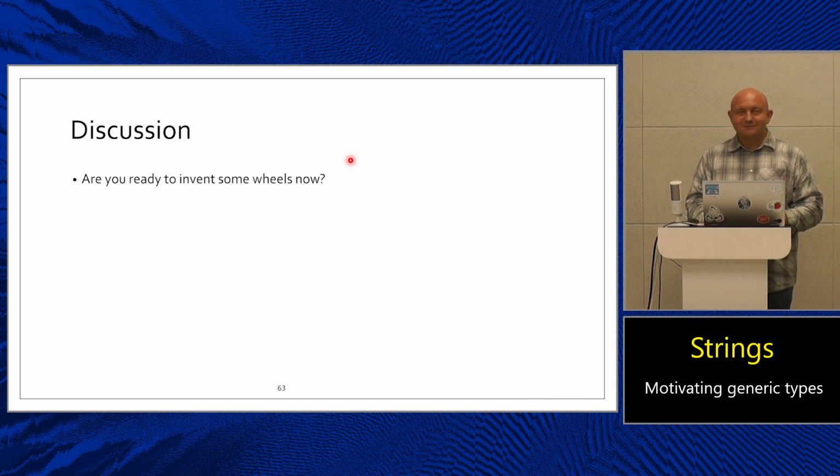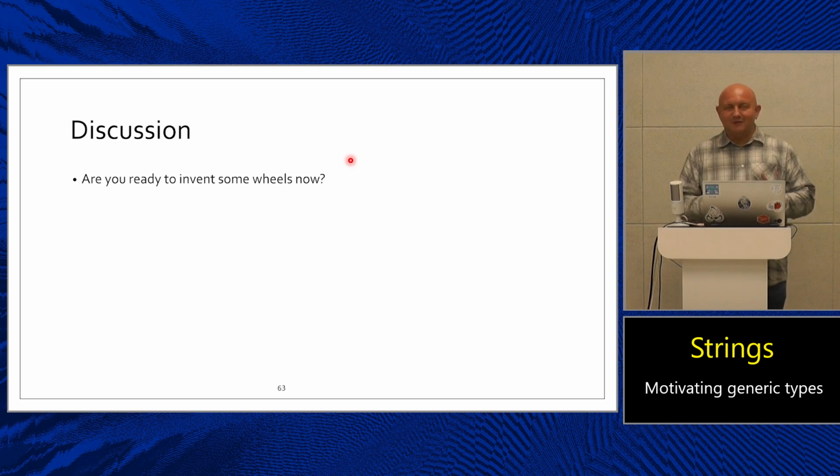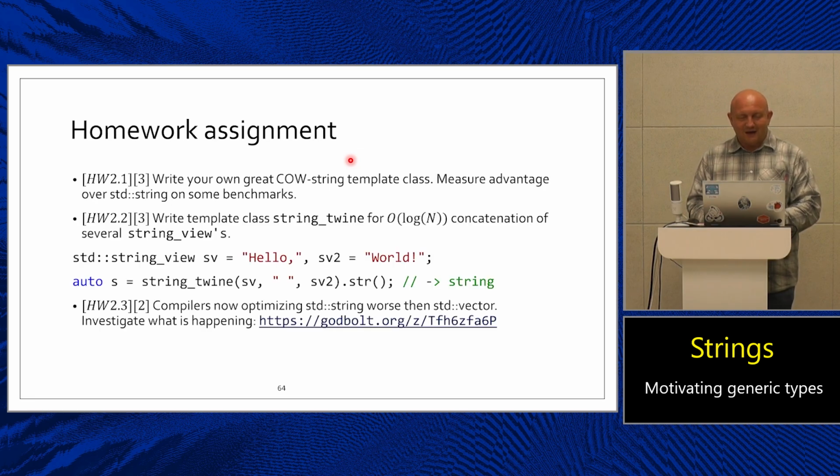And now we can say that you are ready to reinvent the wheel, because now you know a lot about string classes, and you may be ready to write your own one. Okay, homework assignment. First homework assignment worth 3 points: write your own great cow string template class. I will subjectively measure the greatness.